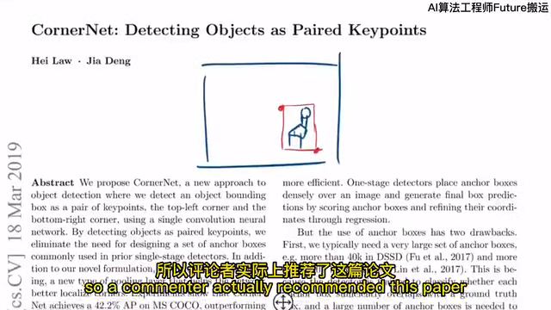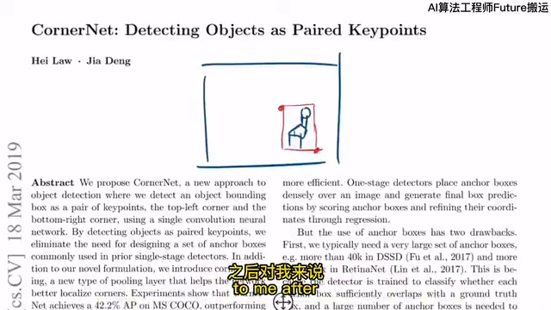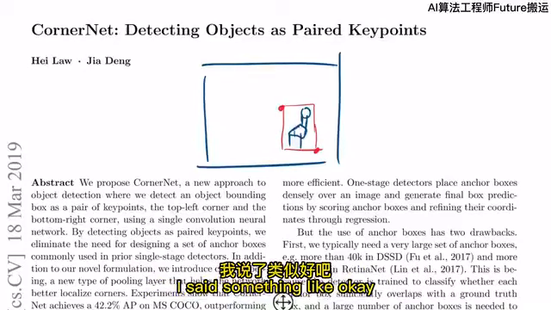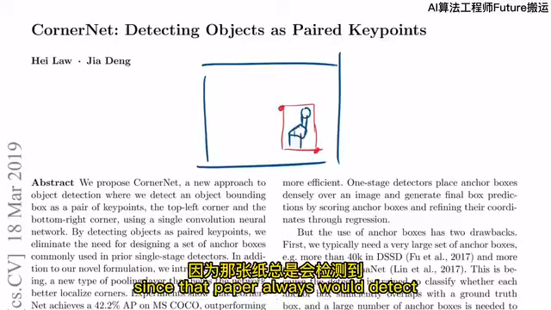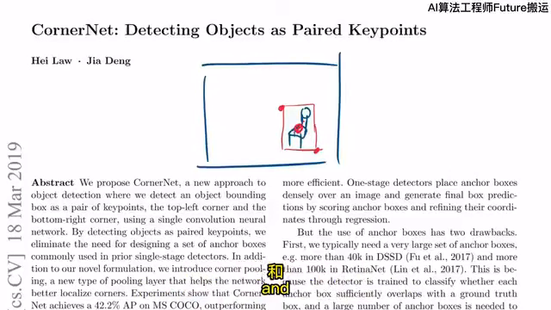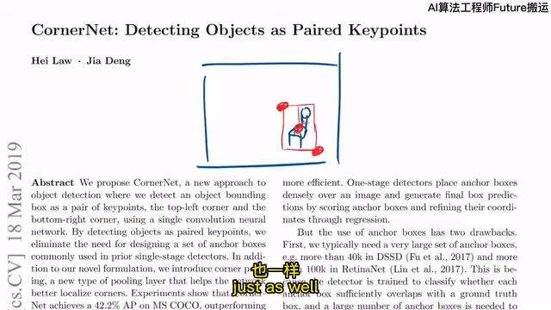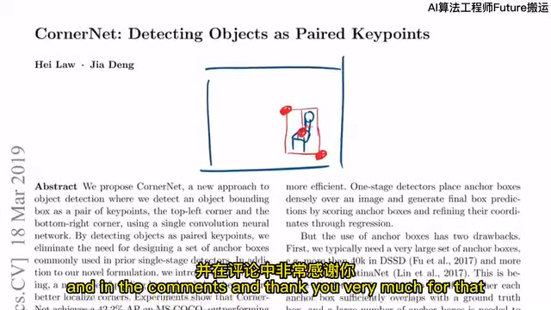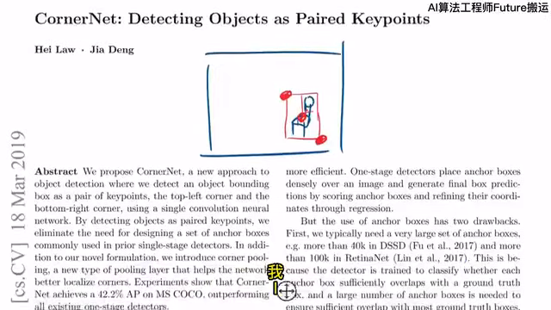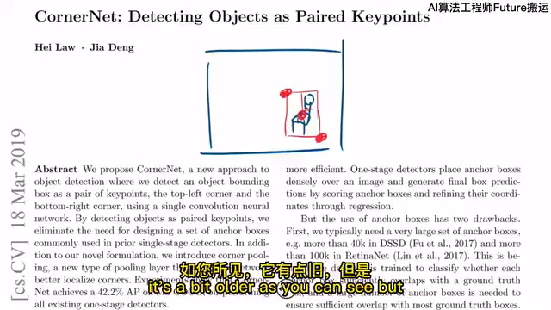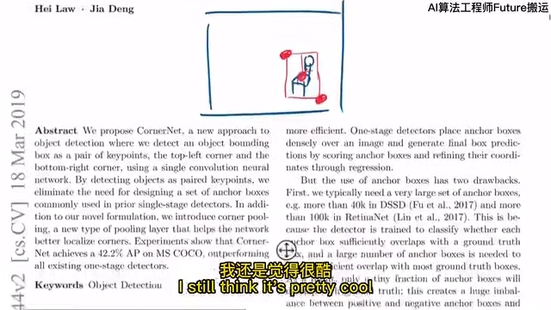A commenter actually recommended this paper to me after I made a video on Facebook's DETR object detection pipeline. I said something like, since that paper always detects the middle of the object and the height and width, couldn't you make something that detects the corners here and here, and that would define a bounding box just as well? And in the comments, thank you very much for that, someone pointed me to this paper. It's a bit older, but I still think it's pretty cool.